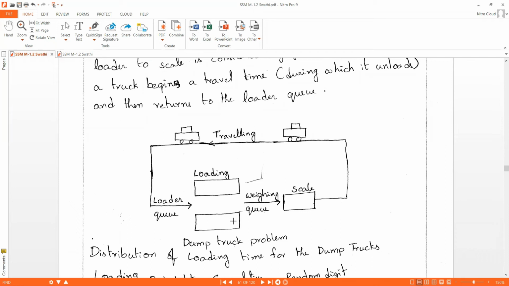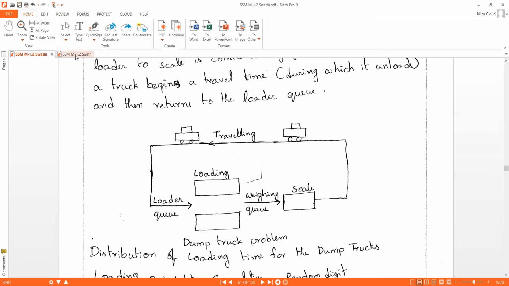After loading, trucks come here and wait for the scale in the weighing queue. Once the weighing scale is free, the truck will be allocated to the scale. That means the truck's weight will be identified, and then the truck will start moving. In this travel, the truck will unload, and again come back to the loader queue for loading. This is the dump truck problem.